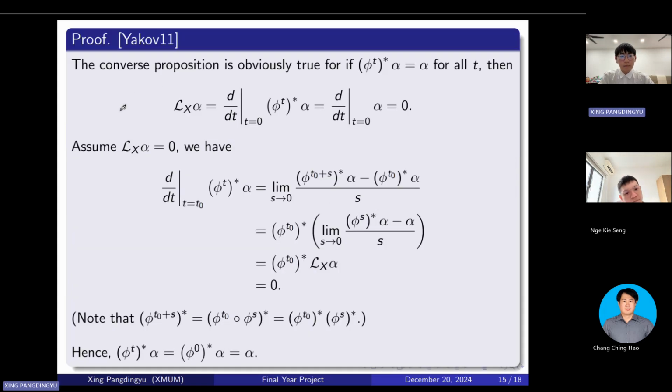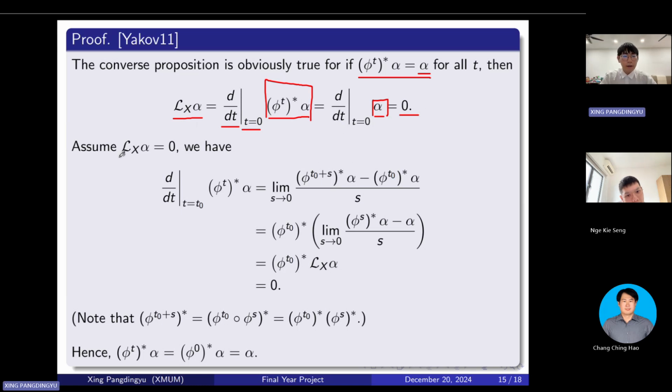So let's prove this lemma. And the converse proposition is simpler, so we'll prove it first. For if we assume phi t star alpha is equal to alpha for all t, then let's evaluate the Lie derivative of alpha. It is defined by d over dt phi t star alpha evaluated at t equal to 0. But by assumption, we know that phi t star alpha is just alpha. So we can replace it by alpha. And we know alpha is independent from t. So d over dt alpha is just 0.